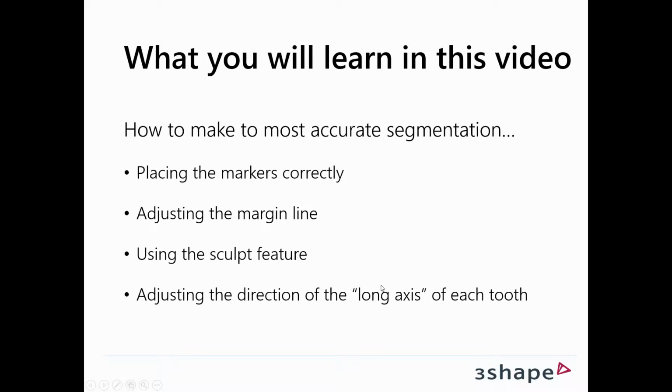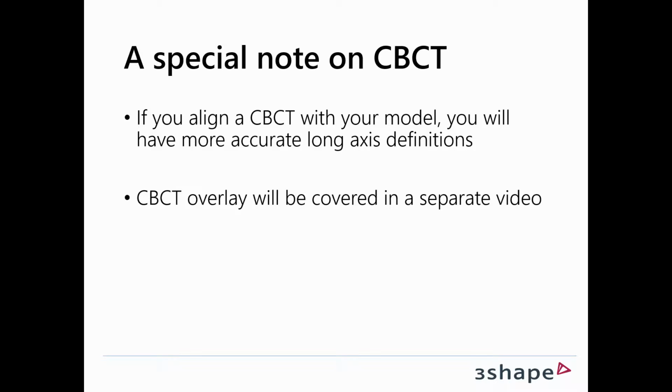So what you'll learn in this video is how to make the most accurate segmentation, such as placing the markers correctly, adjusting the margin line, using the sculpt feature, and how to adjust the direction of the long axis of each tooth. A short special note on CBCT, because if you do have a CBCT and you align it with your model, you'll actually have a more accurate way to define the long axis. But CBCT overlay will actually be covered in a separate video, so I definitely urge you to check that one out. Okay, Rikke, so can you show us how to segment a model?